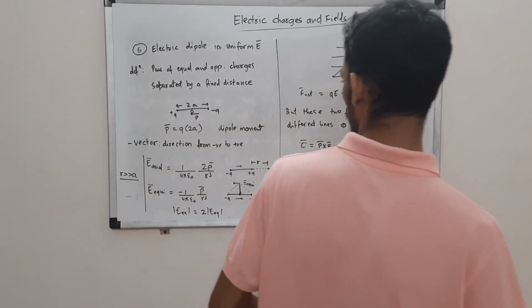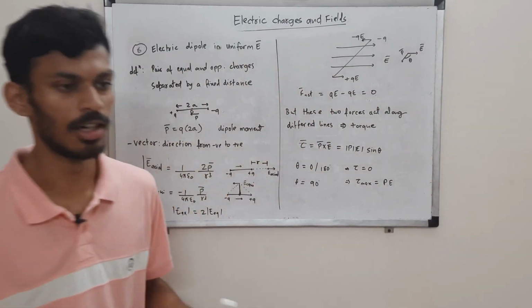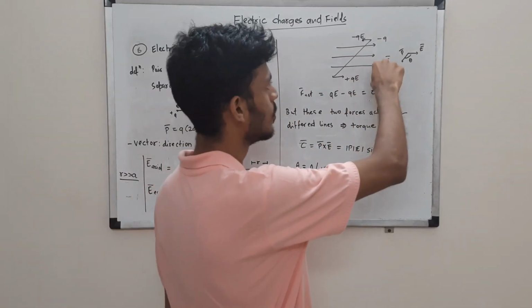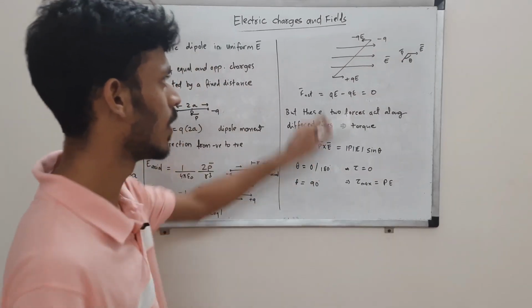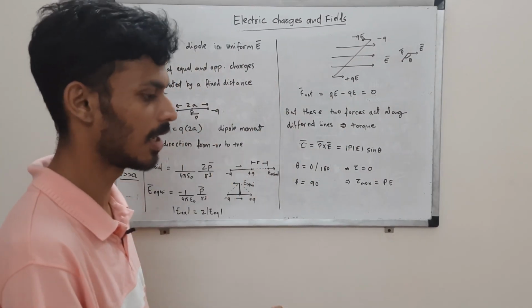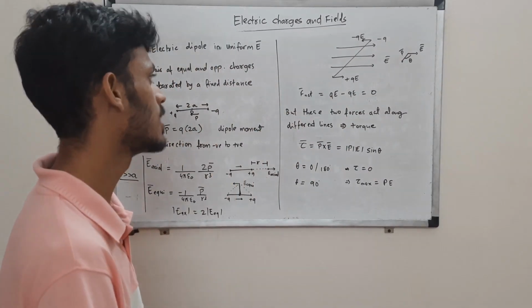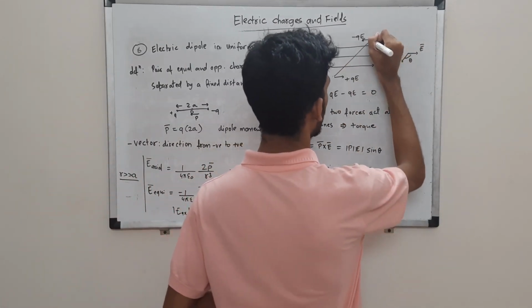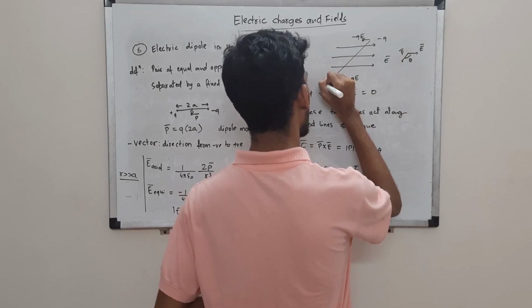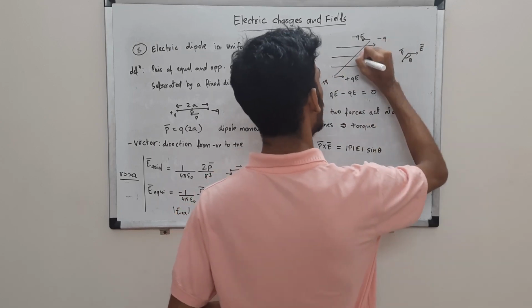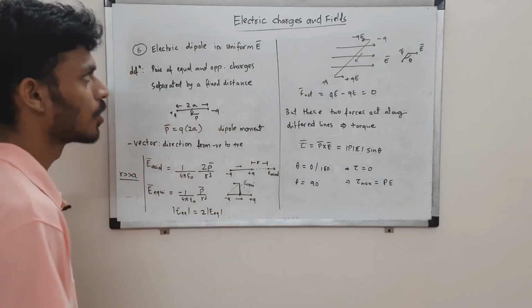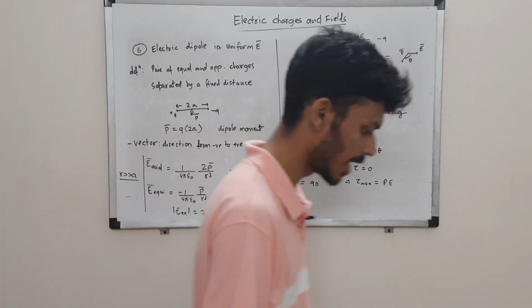Now let's come to the topic wherein a dipole is placed in a uniform electric field. A uniform electric field is depicted this way, with uniformly spaced straight lines. And we have a dipole, here we have plus q and here we have minus q. You can see the dipole moment will be from here to here, in this direction, and let us see the force on these two charges.